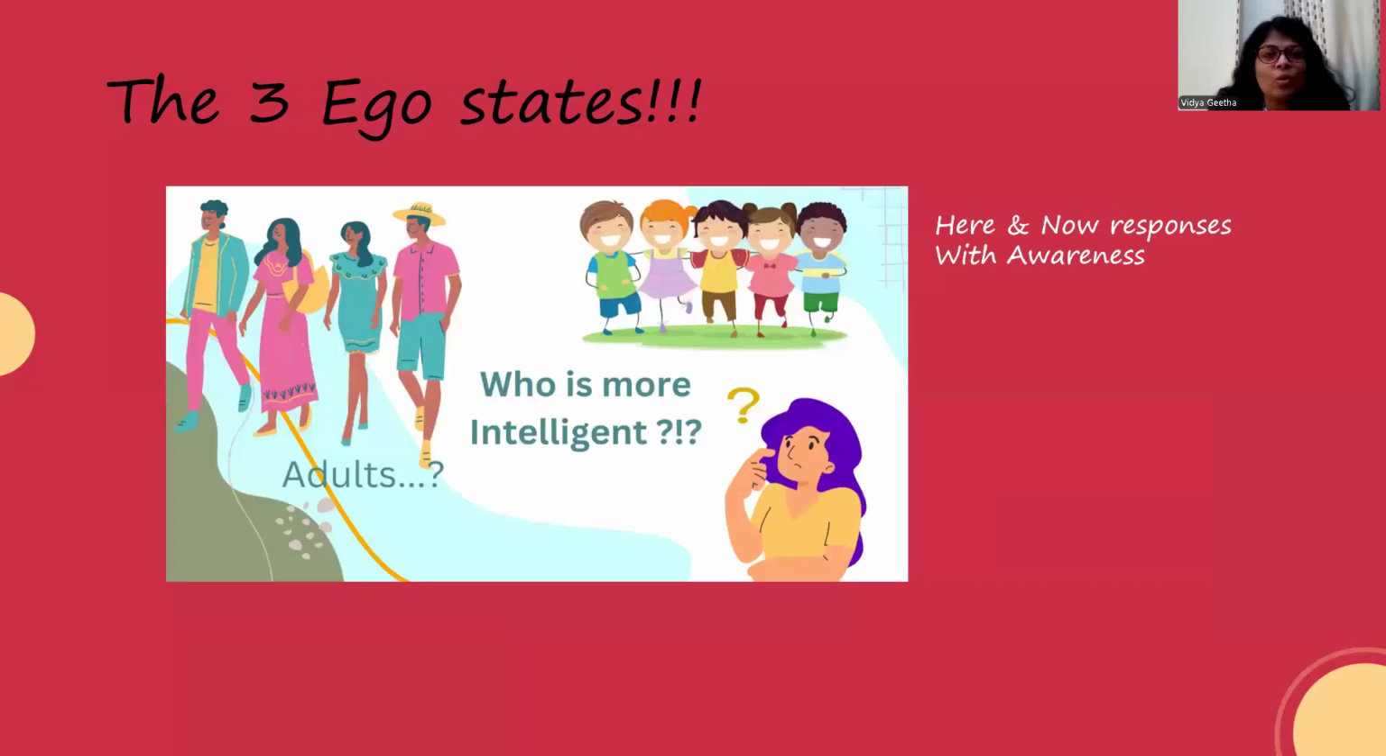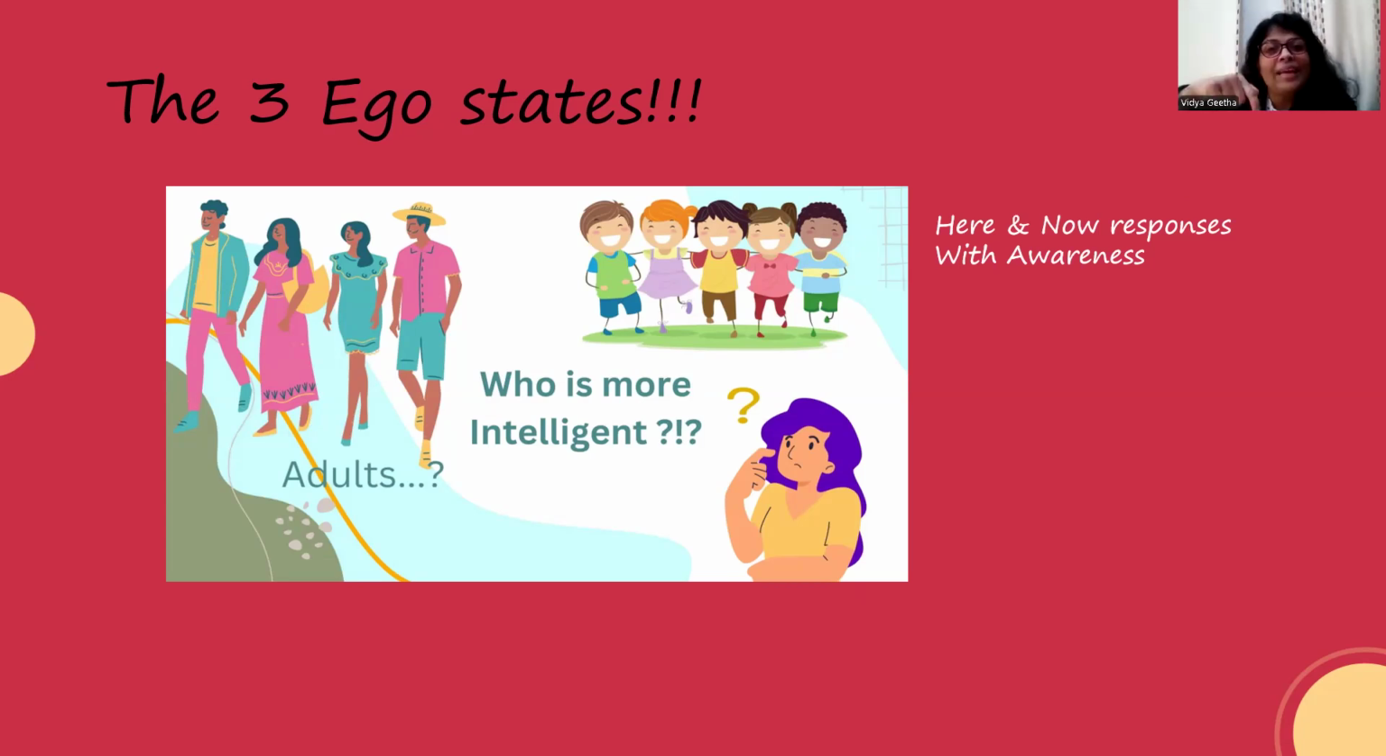Then we will go to the third ego state, that is adult ego state. Who is more intelligent, children or adults? There is a category called little professor. It mimics the adults, but intelligent is always the adult. Why? Because the adult can use both ego states, the child and the parent. That is called an integrated adult. Even otherwise, adult is intelligent, adult is authentic.